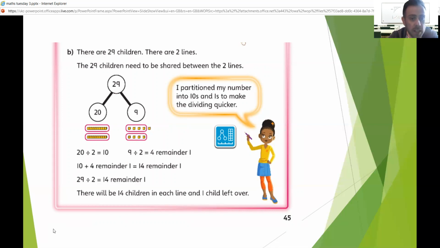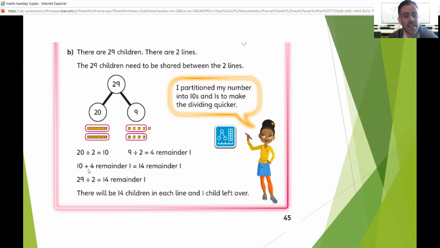So we've got 20 divided by 2 equals 10. You can see that over here. That's pretty straightforward. We can do that. And then we've got 9 divided by 2. And if you look at our 1s, they've divided it between 2. And they've got 4 in each group, or 4 in each line in this case. And then 1 left over. You don't say 1 left over. You say remainder 1. That means 1 remains. It is left over. Okay? So the actual answer was the 10 and 4 remainder 1.